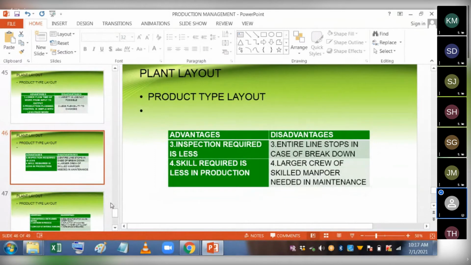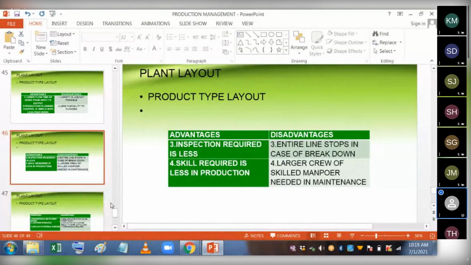Next is number 3. Inspection required is less. In mass production, most of the components and items are produced with jigs and fixtures in a controlled manner. And most of the times, the supplied products are inspected in the department itself, or at the vendor's place and directly delivered to the assembly line. So the inspection required is much less.